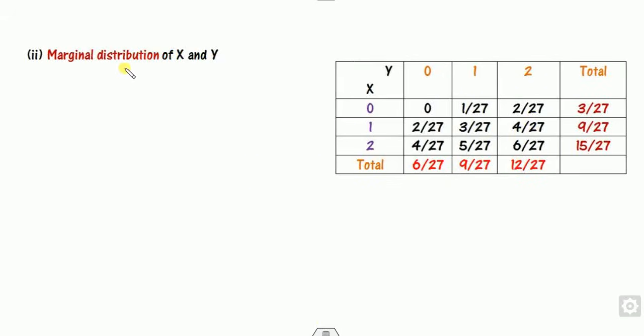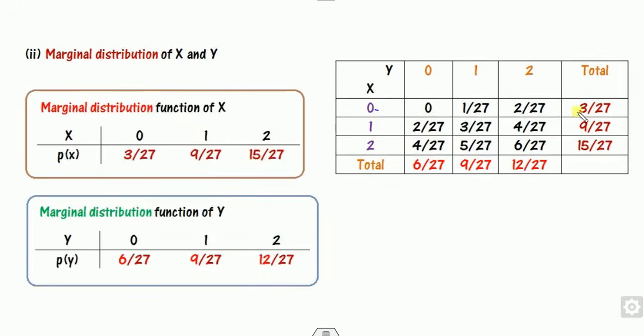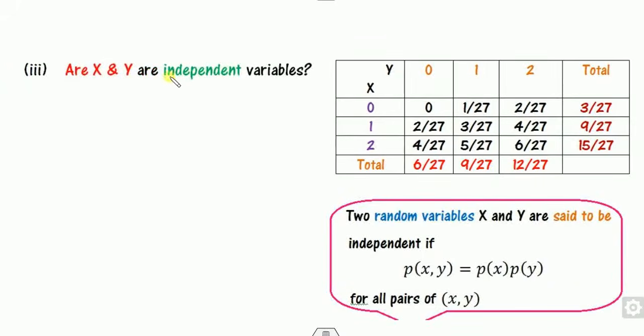How do you find the marginal of x? Your target is to find this value. This is your target. So what is the value of x? When x is 0, the value is 3 by 27. When x is 1, the total is 9 by 27 here. Similarly, you can find the marginal of y. Y is 0, 1, 2, and the totals of y are 6 by 27, 9 by 27 and 12 by 27.